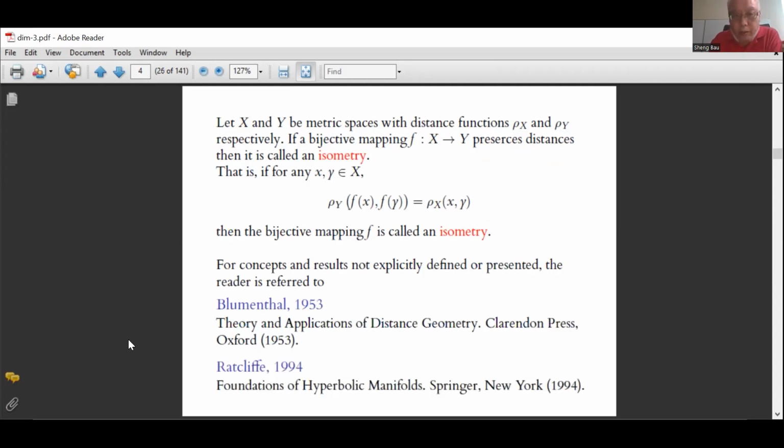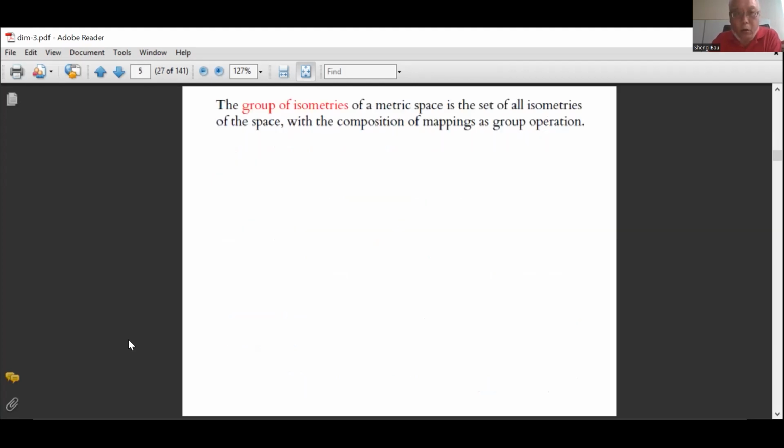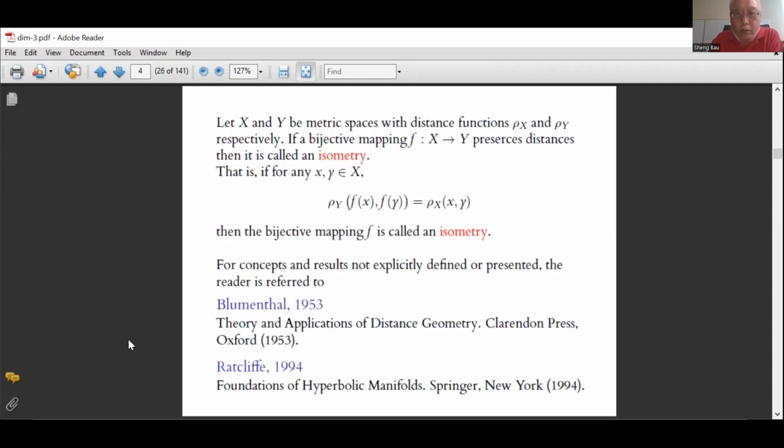Our main references are these two. One is Blumenthal, the other one is Radcliffe, and the other one is Gordon Royle's, Godsil-Royle's Algebraic Graph Theory.